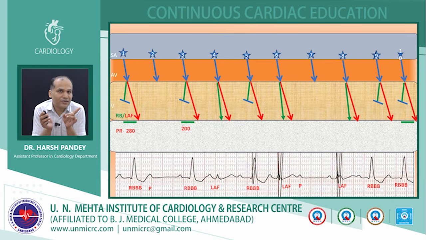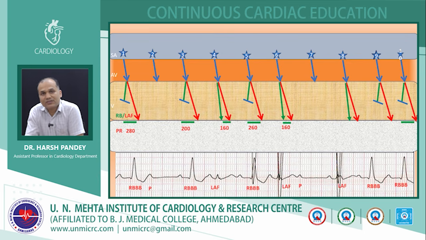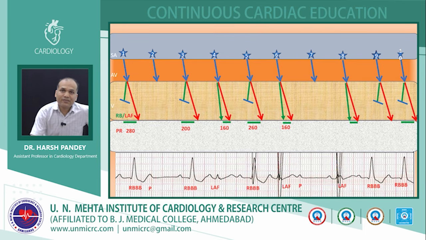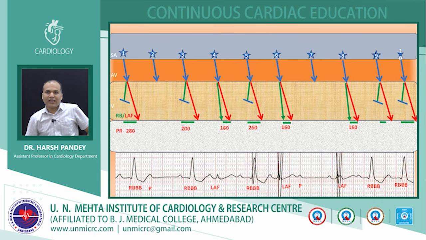because before the pause the right bundle is also blocked, and in the last second beat also after the pause, the first beat also after the pause, the right bundle is being blocked. Then the fourth beat PR is 160, fifth beat PR is 260, sixth beat PR is again 160. So here intermittently the right bundle is being conducted, so you cannot observe any Wenckebach periodicity in the left interfascicle. Seventh beat was blocked. Eighth beat the PR was 160. Ninth beat the PR was 220 milliseconds, and the 10th beat the PR became higher, 280 milliseconds.